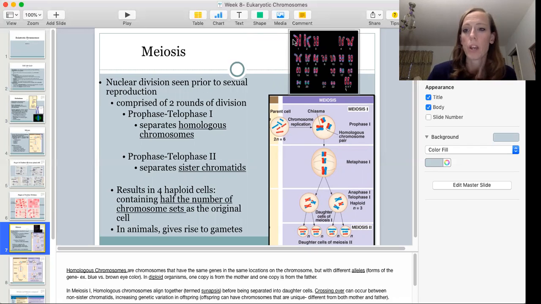So you have 23 pairs. 22 of those pairs are somatic chromosomes, and then the 23rd pair are the X and the Y chromosomes, okay? So for the 22, they look identical to their homologue. So this is one chromosome. This is a homologous chromosome. This is chromosome 1, and this is chromosome 1.